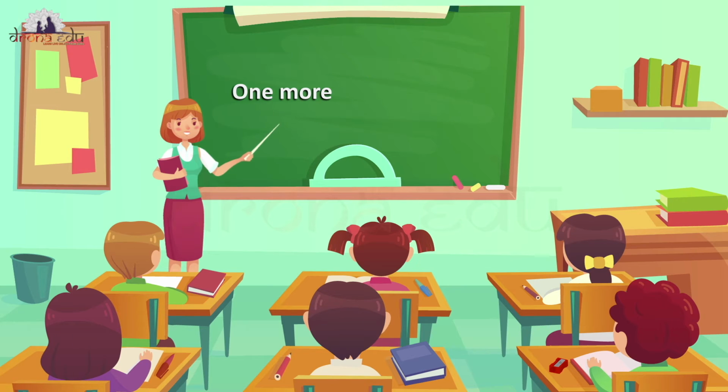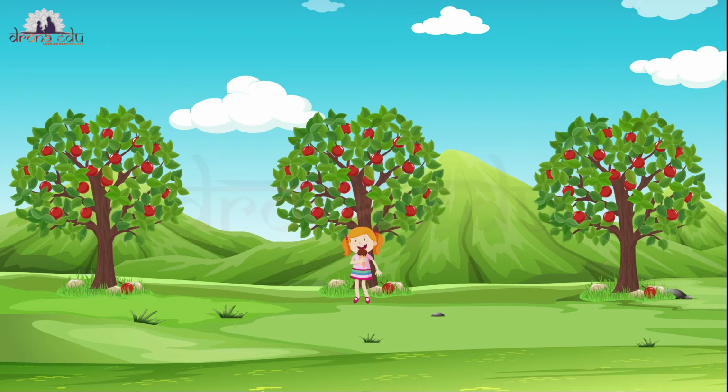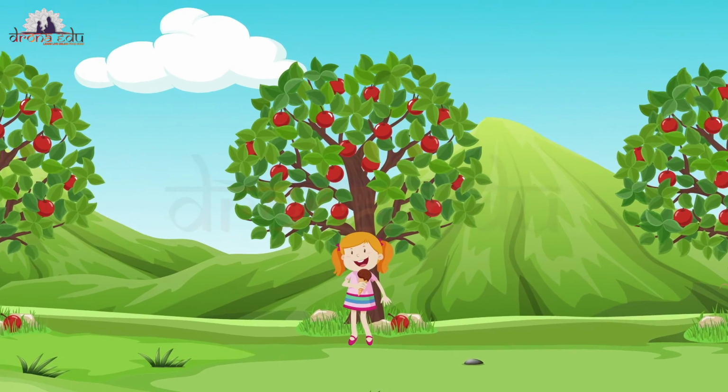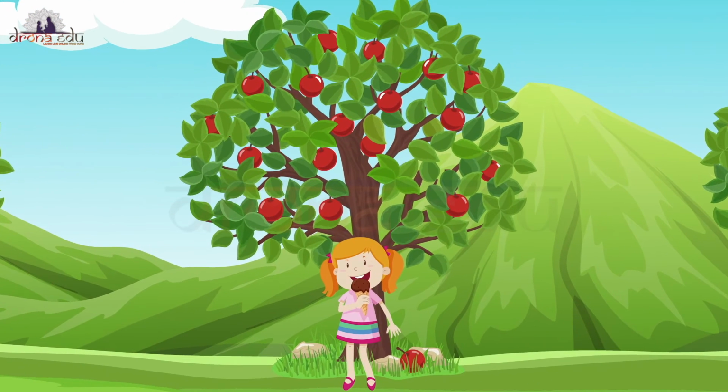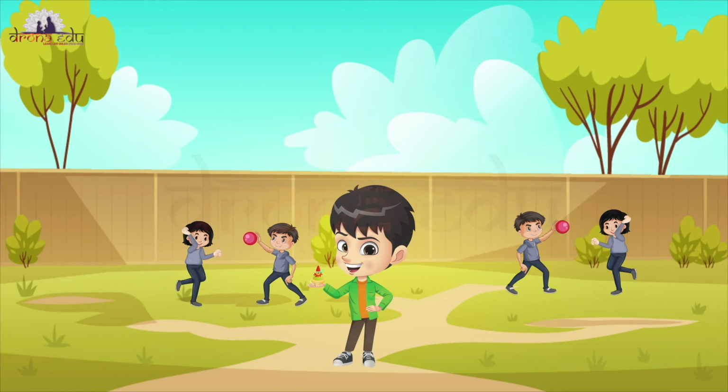Now, let me consider one more example. Let us consider that there are many children playing in the ground, and far away, there is an apple tree. Near that apple tree, there is one girl standing and eating ice cream. And if you observe, there are some more children playing with the ball and spinning top.